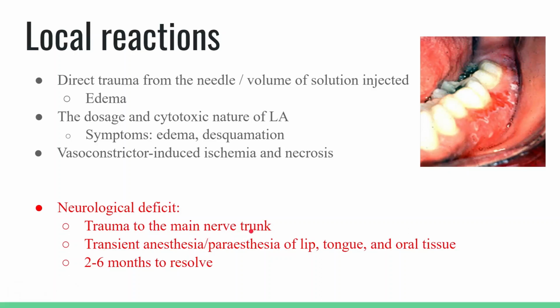شو هي الديفيسيت بالضبط؟ راح يكون في عنا transient anesthesia أو paresthesia of the lip, tongue and oral tissue اللي هي إذا عملناها مثلا بالأورال anesthesia، فراح يكون عنده البيشنت فقدان بالإحساس. They will have anesthesia أو they will have paresthesia اللي هي التنميل أو numbness in the lip, tongue and oral tissue. And this neurological deficit lasts for a very long time. It lasts 2 to 6 months. So as a professional, you have to make sure that you never touch the main nerve trunk when you are anesthetizing the patient.